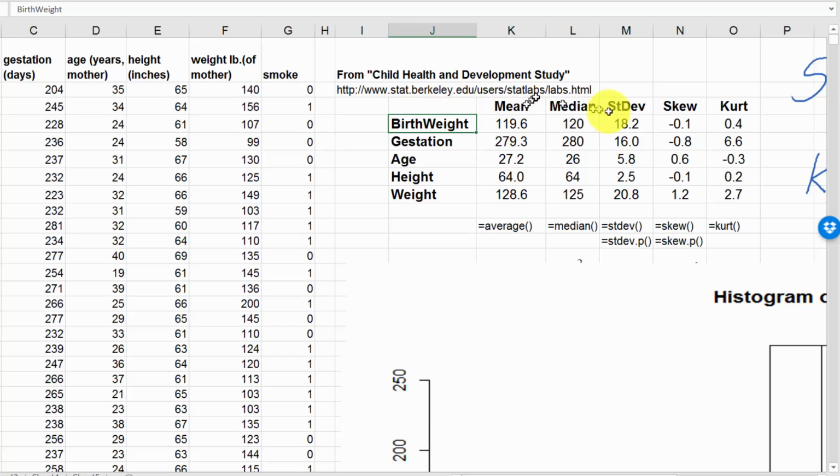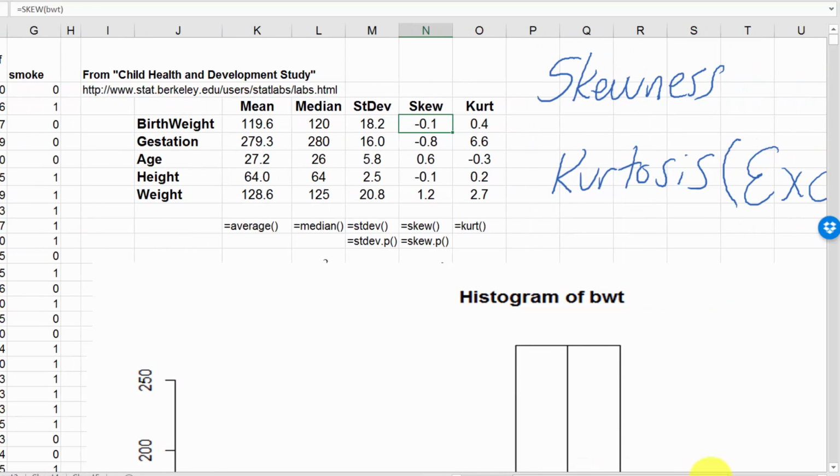So let's look at birth weight first. Skewness very close to zero. Now what do I mean? How close do you have to be to zero? Well, usually we say that if the absolute value of skewness is less than 0.5, we say it's pretty symmetric. If the skewness is between 0.5 and 1, that's an absolute value, we say it's a little skewed, slightly skewed, a little bit skewed.